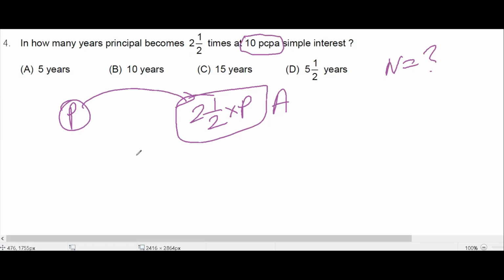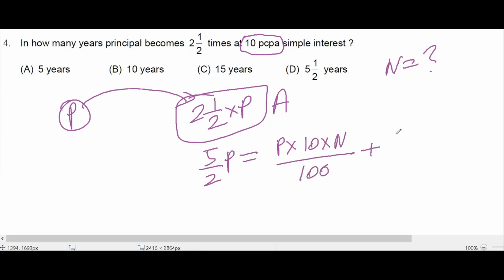Apply the formula. What's the formula? Amount is equal to 2.5 P. Amount is equal to simple interest plus principal. What is simple interest? PRT upon 100, where R is your 10 and this is T, plus principal. Principal is this P, so I can cancel this P from everywhere. Then I need to solve that to get the value of n. When you solve this, you will get n is equal to 15 years. Got it?